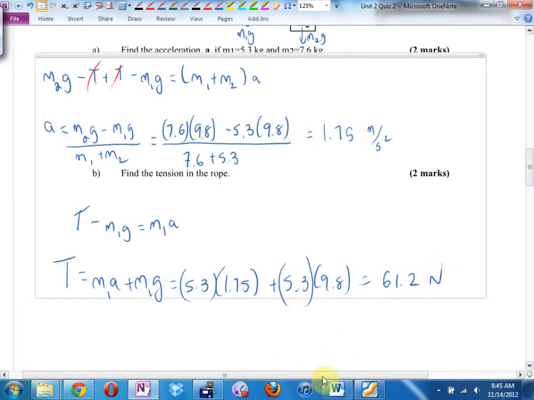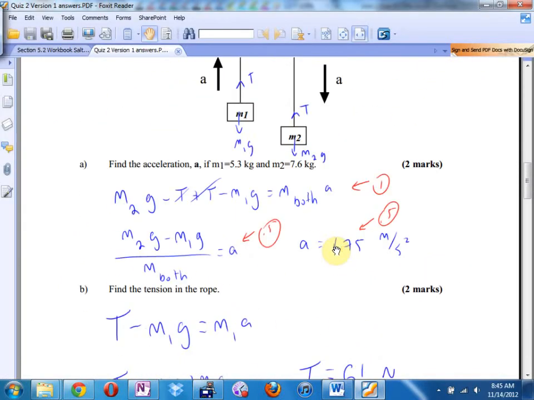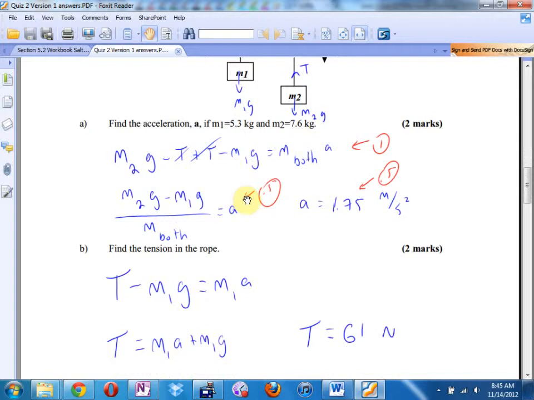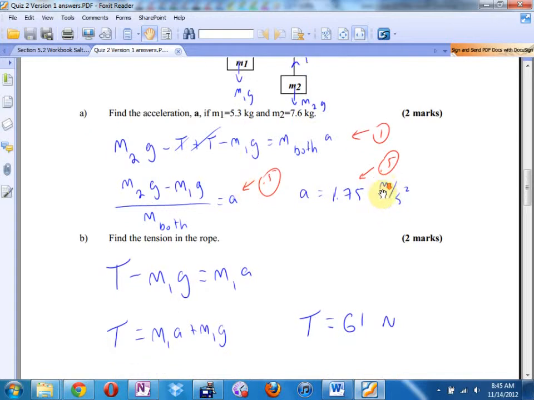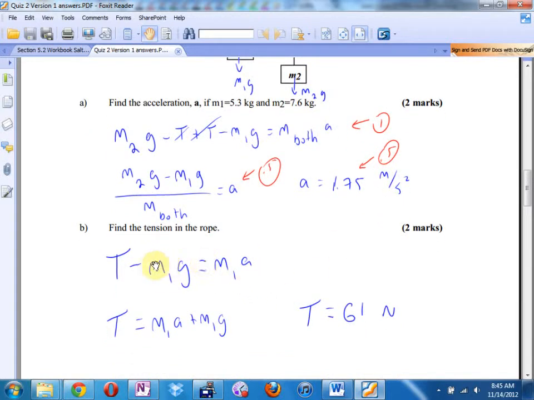In terms of marks, I think I did something like this. 1 mark for that, half mark, half mark. And I'd probably go 1 mark for that equation, a half mark, half mark. Most likely. And then I would turn the page.